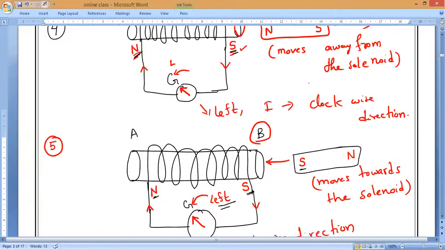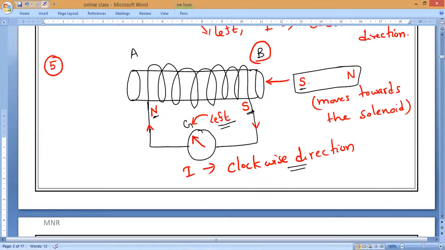Case 5. Case 5 is the south pole going inside. South pole is going inside. Remember, it is pushed in.